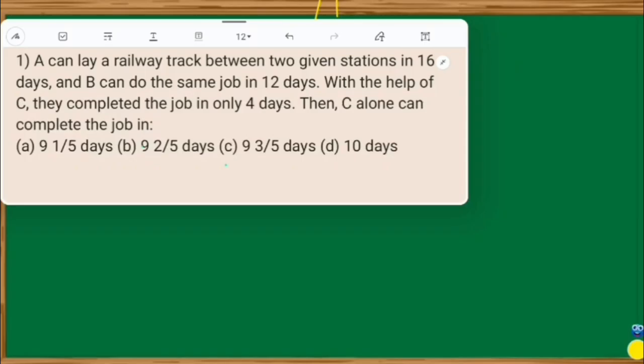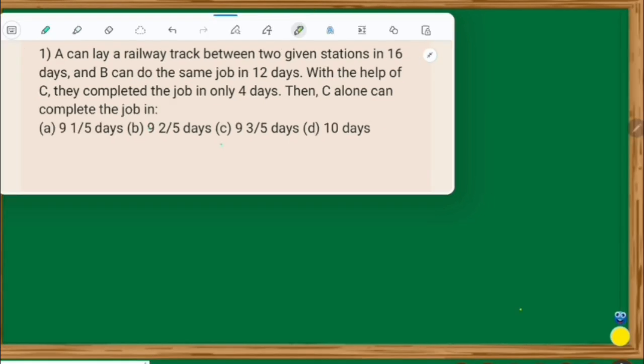Okay, look at the first question. A can lay a railway track between two given stations in 16 days and B can do the same job in 12 days. With the help of C, they complete the job in only 4 days. Then C alone can complete the job in... 4 choices are given. At first try yourself. Okay, let's look at the solution.